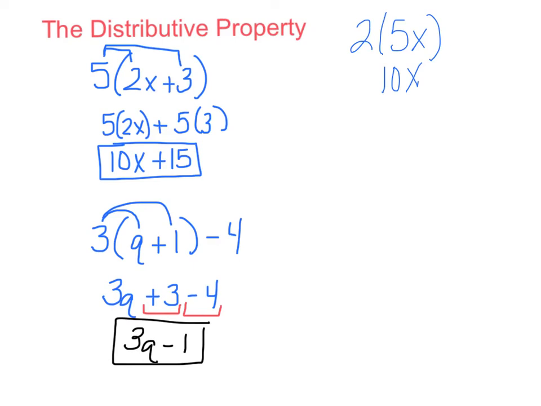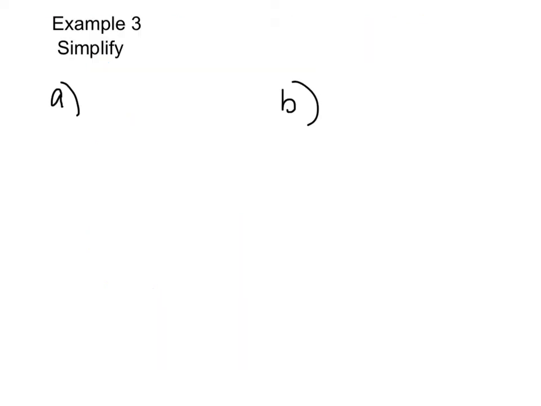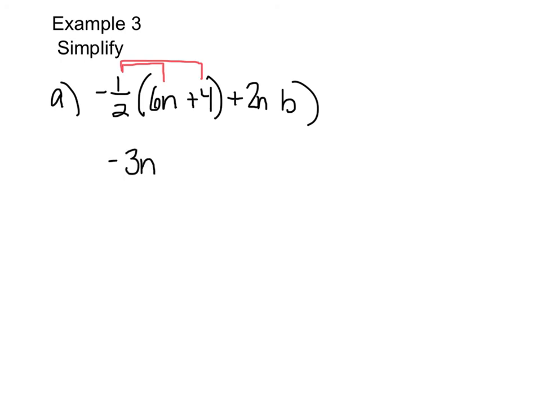Now, the next example we're going to do is example 3, and it's also going to require us to simplify. So let's have the problem negative 1/2 times the sum of 6n plus 4, plus 2n. Now, the first thing we're going to do is distribute the negative 1/2. This is going to be negative 1/2 times 6n and negative 1/2 times 4. Well, negative 1/2 times 6n is going to give us negative 3n, and negative 1/2 times 4 is going to give us minus 2. Now we're going to add the 2n.